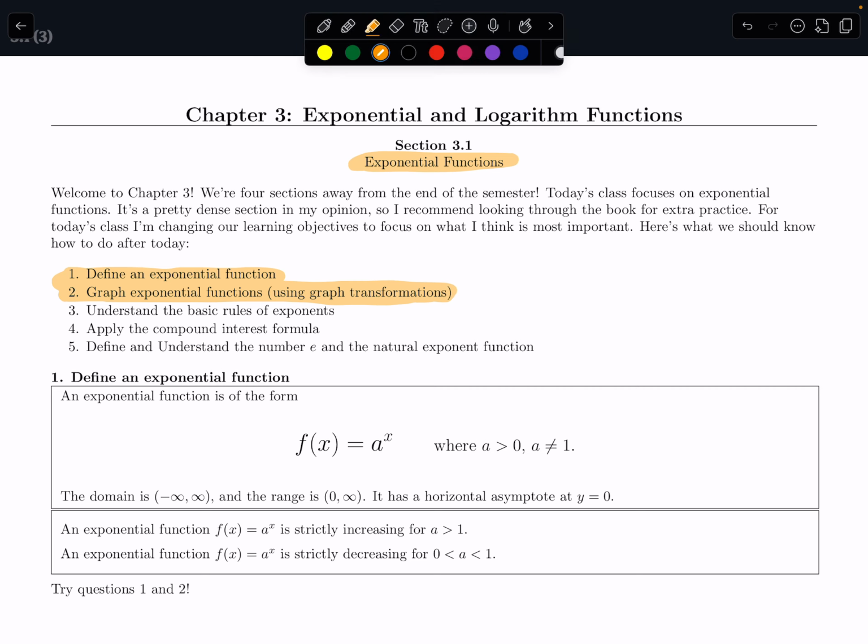Sorry, number 3, how to understand the basic rules of exponents. We'll talk about that, and also how to solve simple equations with exponents. And then lastly, we'll talk about the compound interest formula, which uses exponents, and then how to define the number e and understand what that is.